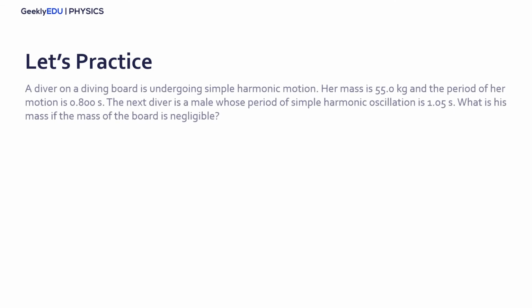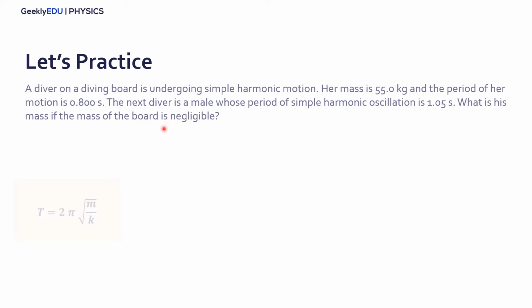Alright, now let's practice real quick using these concepts. So we have a diver on a diving board that is undergoing a simple harmonic motion. Her mass is 55 kilograms and the period of her motion is 0.8 seconds. The next diver is a male whose period of simple harmonic oscillation is 1.05 seconds. You want to know what is the mass of this guy, the second guy, if the mass of the board is negligible.